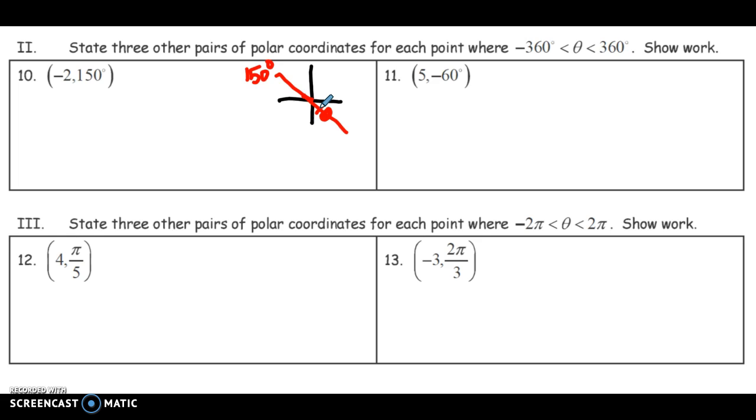So now we need to look at how else I can get to this point besides going to 150 and back 2. Well, you know that 150 to the x-axis is 30 degrees. So over here is also 30 degrees. And it's -30 degrees since I'm going clockwise now. So I could go out 2 rings on -30 degrees.